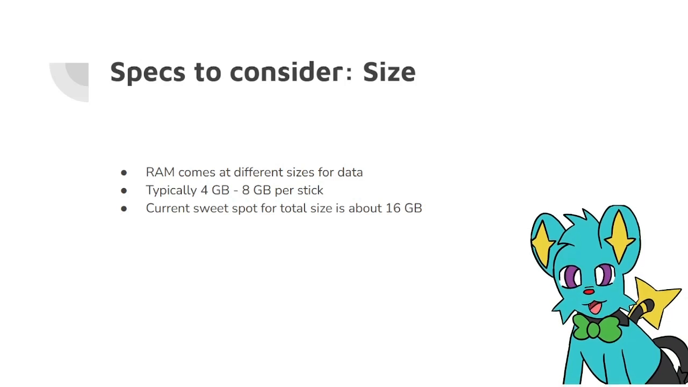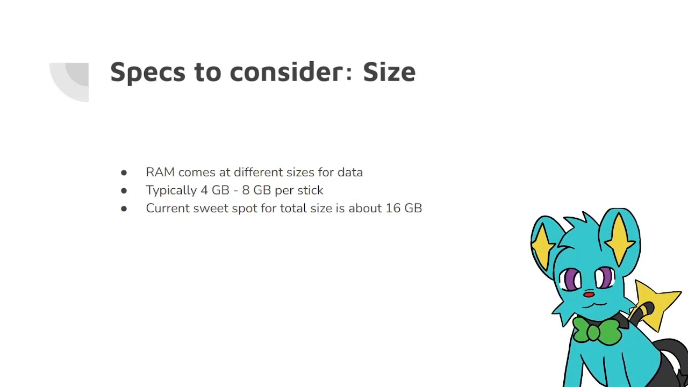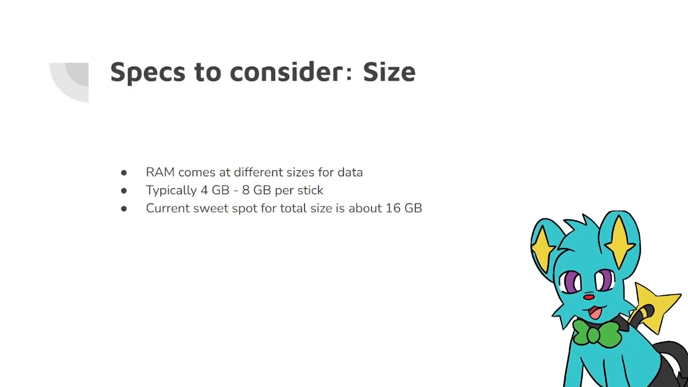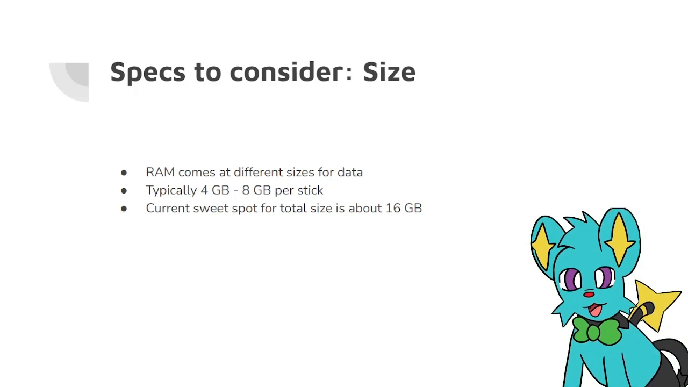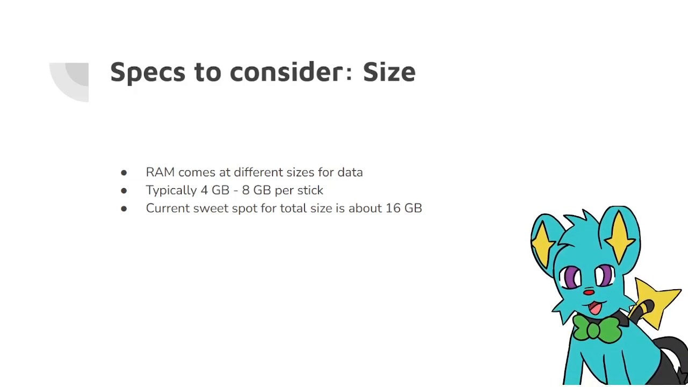Another thing you want to look into is the size, as it comes in different sizes for data, and it's typically anywhere between 4 gigs and 8 gigs, although it can be higher. And a current sweet spot for total size is generally around 16 gigs, because even if you're going to do some really intensive stuff, at most you're probably going to need 16 gigs of RAM.